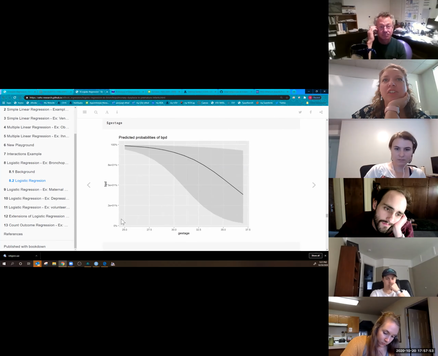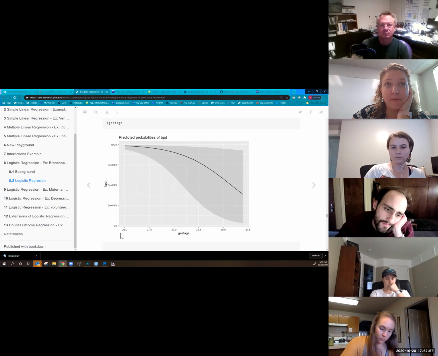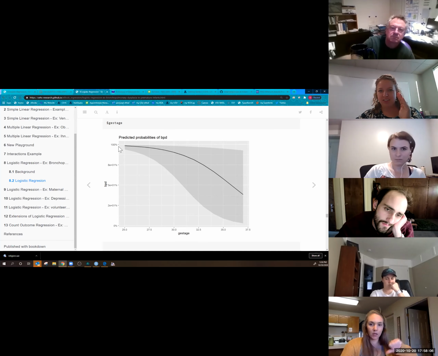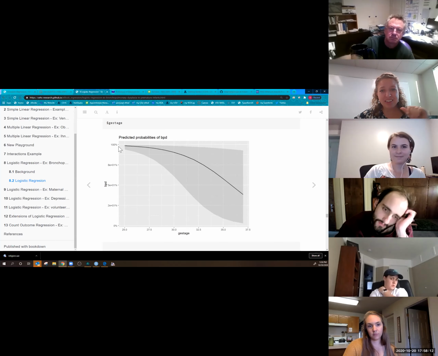Okay, here's gestational age. Down here, look, it makes the scale really nice. The baby goes from 25 weeks old to 37 weeks old. What happens to the probability of having that disorder? As the baby gets older, the chance of having that goes down. So if you're pregnant, what do you want to do? Keep that baby in. Okay.